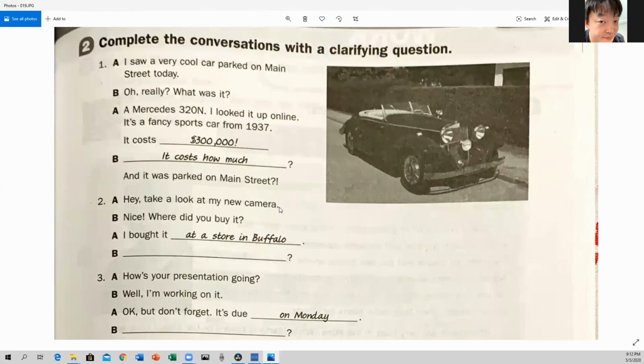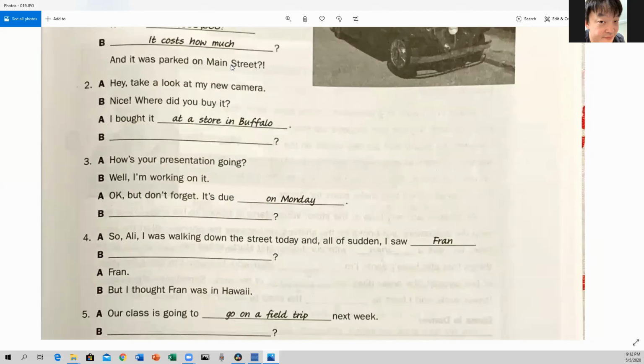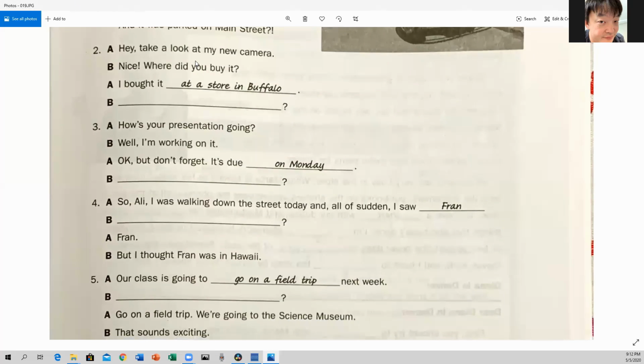Okay, so look here, number 1, conversation 1. I saw a very cool car parked on Main Street today. Oh, really? What was it? A Mercedes 320N. I looked it up online. It's a fancy sports car from 1937. It cost $300,000. It cost how much? And it was parked on Main Street. Okay.